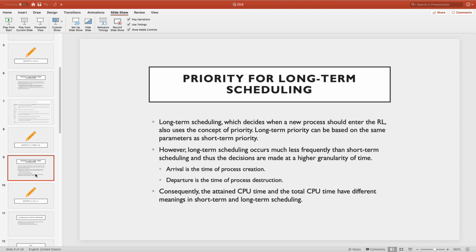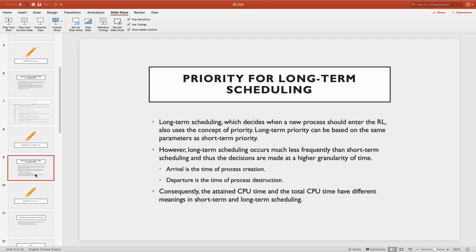Okay, so we're going to go with long-term scheduling first and talk about how priority is used with that. Long-term scheduling, which decides when a process that's new should enter the ready list, uses priority. Long-term priority can be based on the same parameters as short-term priority. However, a long-term scheduler works much less frequently than short-term scheduling, so decisions are made at a higher granularity of time. Short-term scheduling looks at short times, and long-term is looking at larger times.